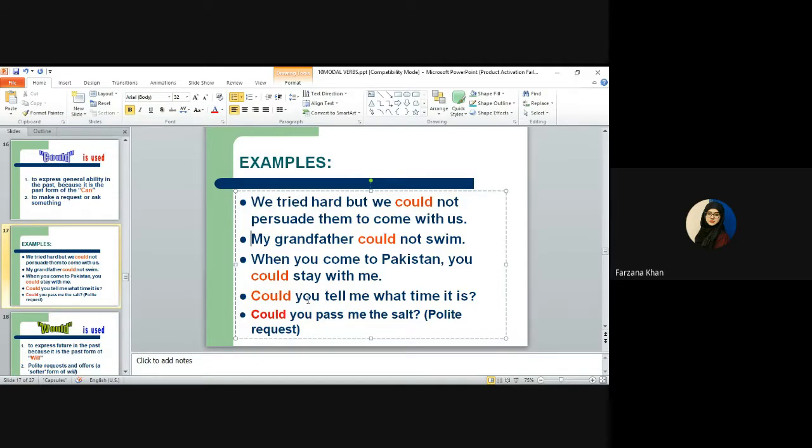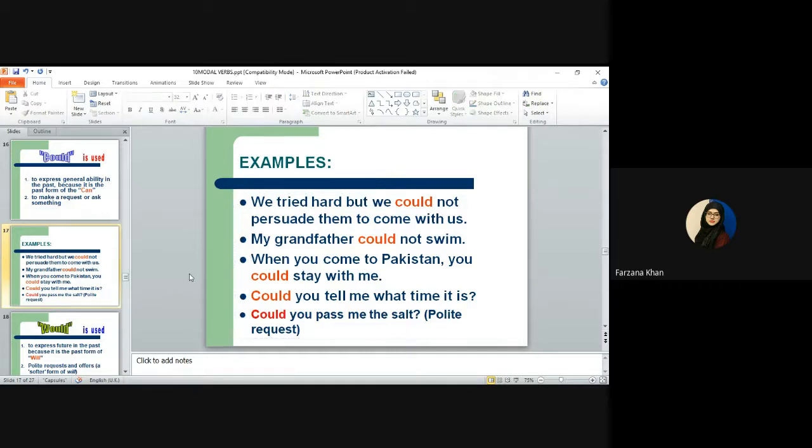In another sentence, you can say, could you tell me what time it is? Basically, here you are making a request in a polite way. In another sentence, you can say, could you pass me the salt? Could you give me the book? Could you give me your umbrella? So basically, you are making polite requests. You can make polite requests with the use of could. So it was all about could.